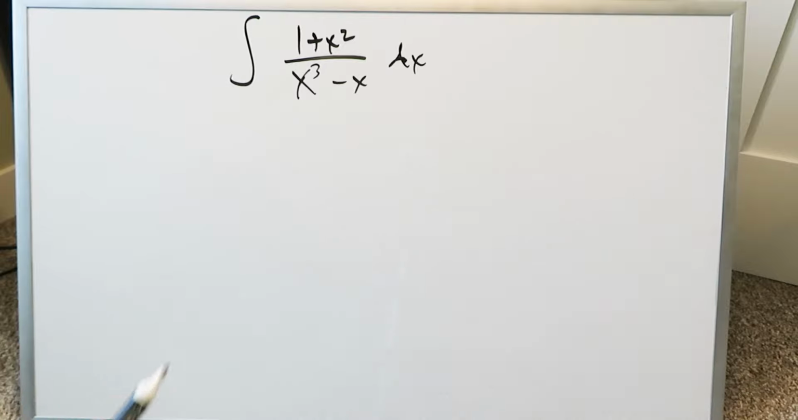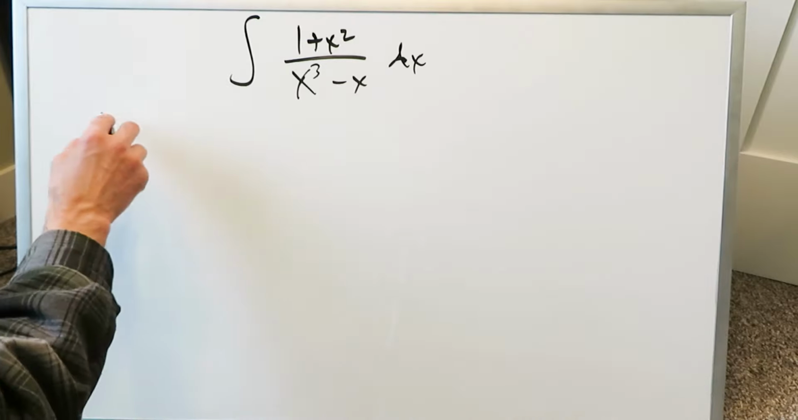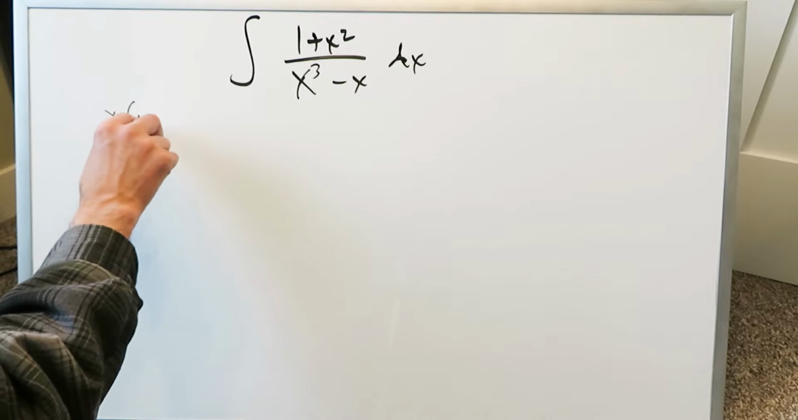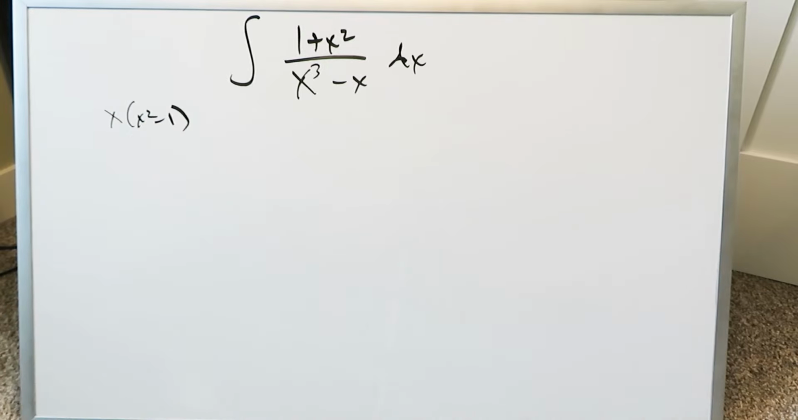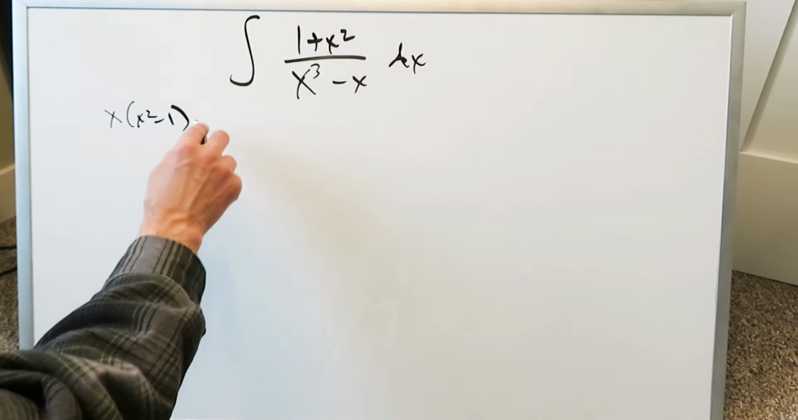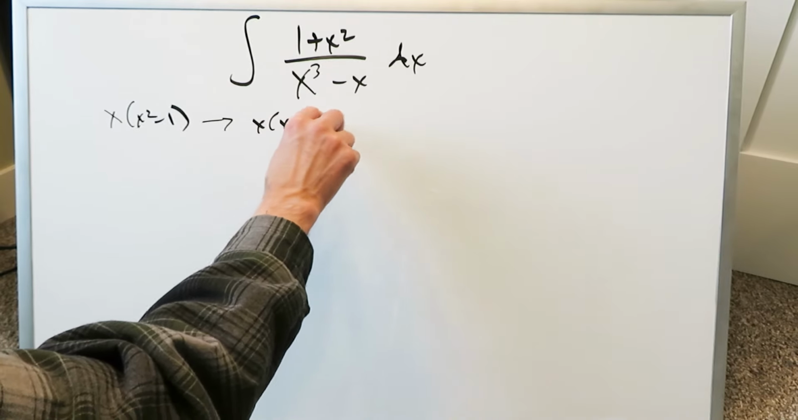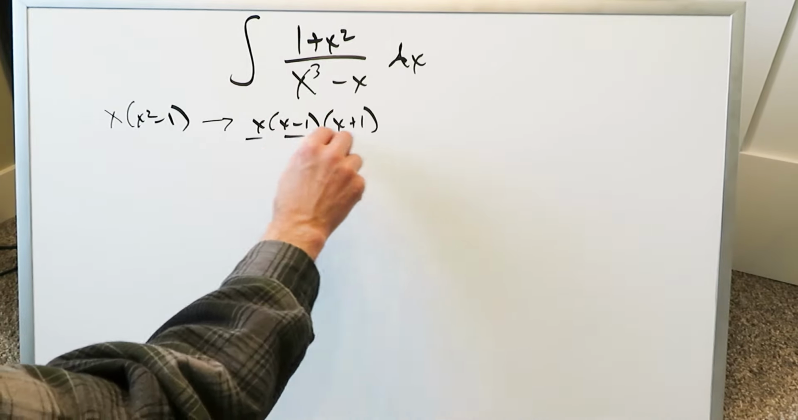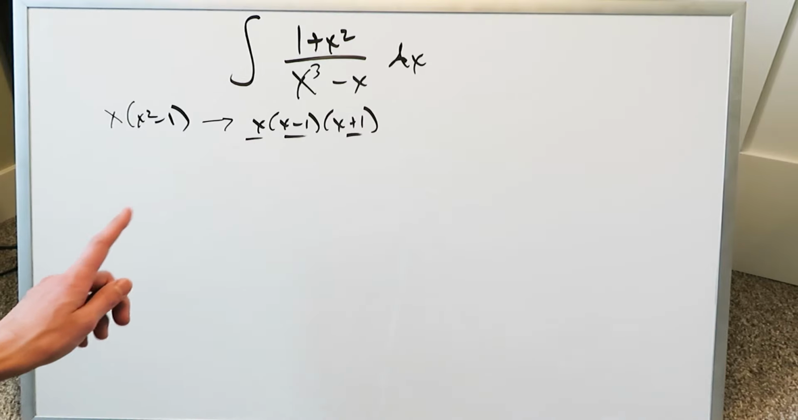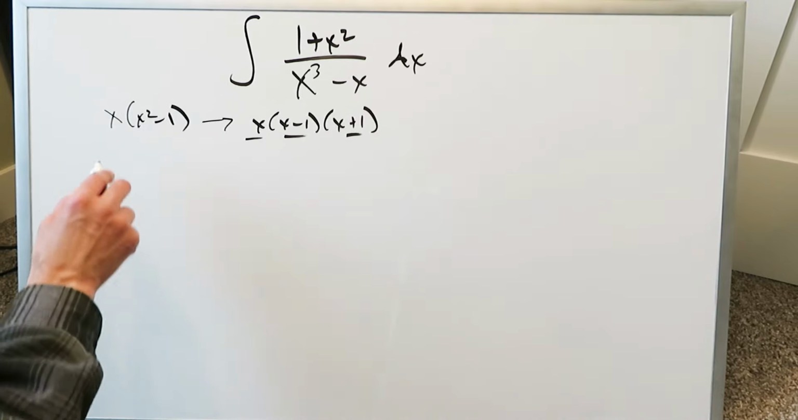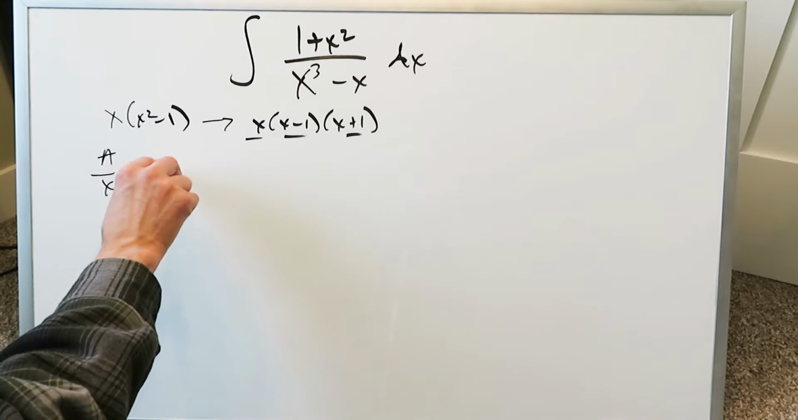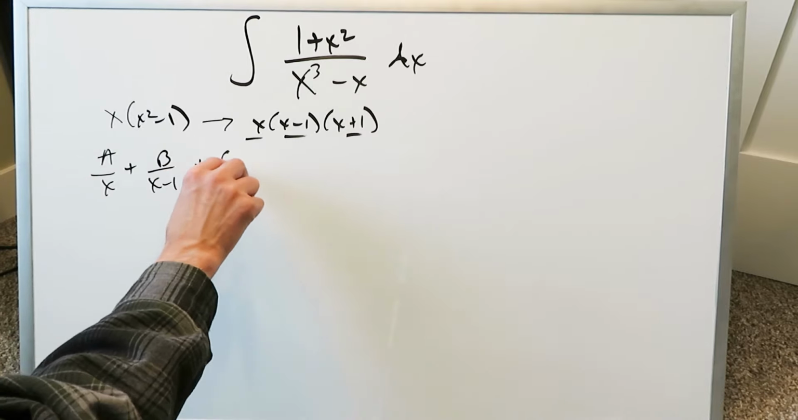Partial fraction decomposition is ideally suited for this integral. When you look at the denominator, you have x times (x squared minus 1). That's the denominator factored, but you can factor it more. It becomes x times (x minus 1) times (x plus 1). You're seeing three items arise, so there must be three partial fractions. One is A over x, the other one will be B over x minus 1, and then C over x plus 1.